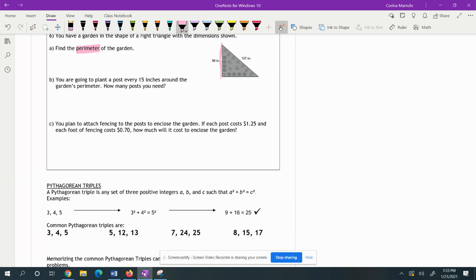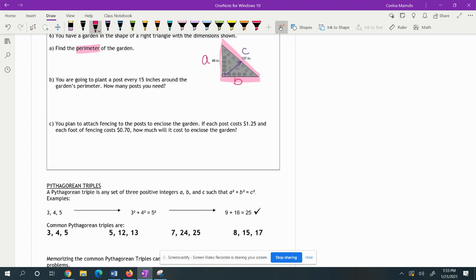Okay, this is our perimeter. 88 plus whatever the side is, we don't know, plus whatever the side is, they tell us is 137. This angle right here is a right angle, so directly across from it is our hypotenuse. So this is our C. Then this is my A, this is my B. We don't know what B is, and that's my C.